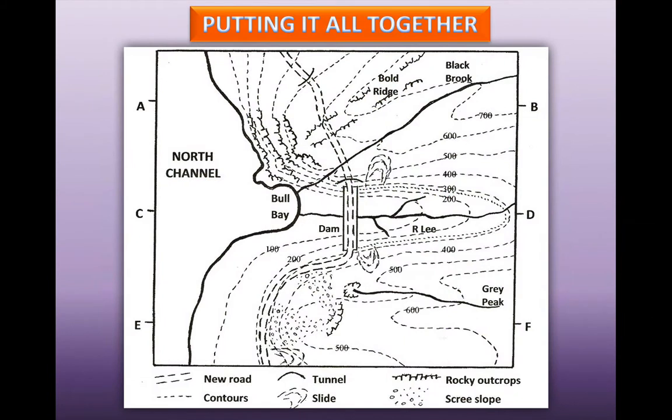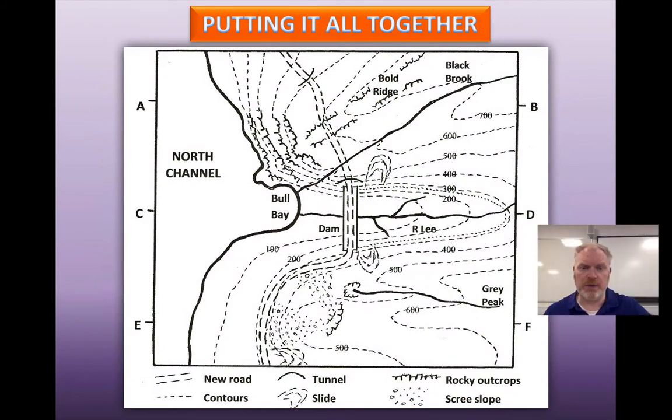Okay, so we should in that have been able to complete question 13. What I'd like you to do now is to start to think about question 14, where we start putting all of this together. I'd like you, using this map and the cross sections that go with it, to identify engineering geology problems. What issues could there be building this road across this area?